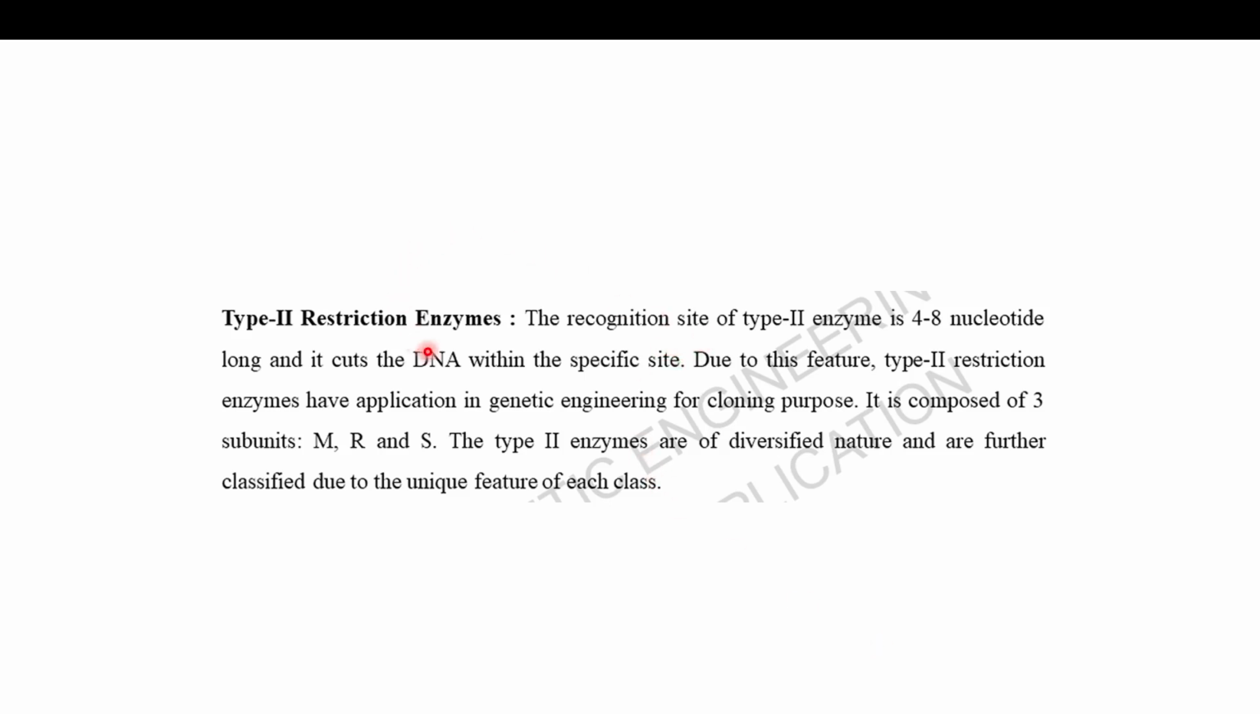So then comes type 2. The recognition site of a type 2 enzyme is 4 to 8 nucleotides long, and it cuts the DNA within the specific site. Due to this feature, type 2 restriction enzymes have application in genetic engineering for cloning purposes. Suppose what we saw earlier is EcoR1, which recognizes the sequence GAATTC. It recognizes and cleaves only within the recognition sequence, in between G and A of GAATTC.